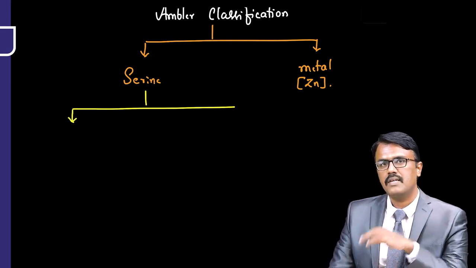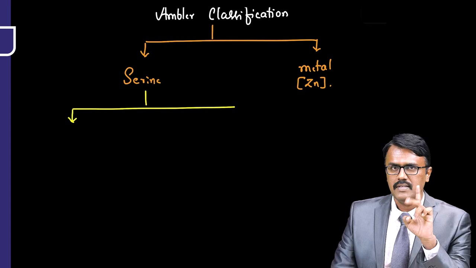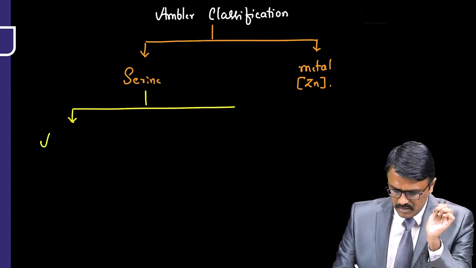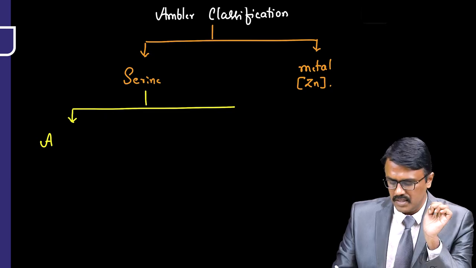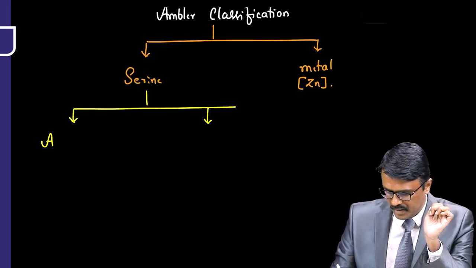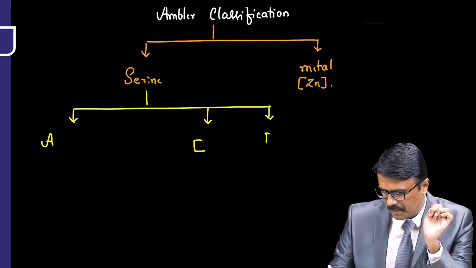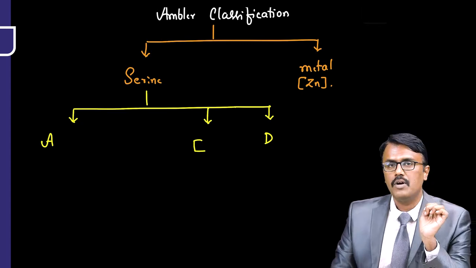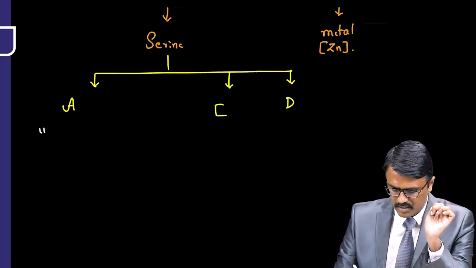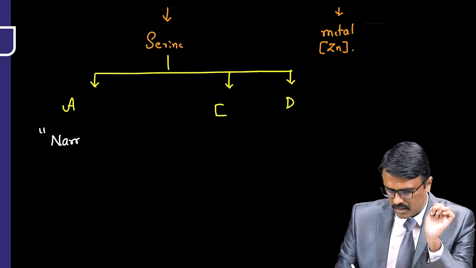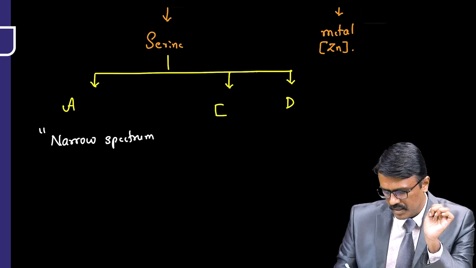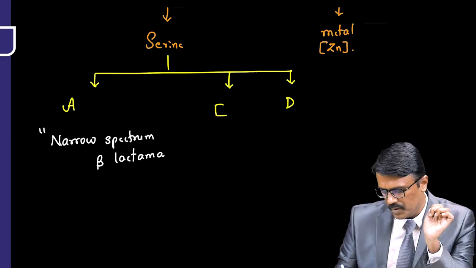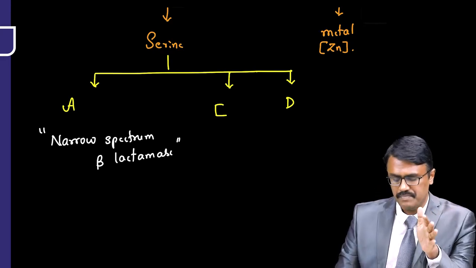This Ambler classification has 4 subtypes: A, B, C, D. So the serine one is the Ambler classification A. Then we have the C, and then we have the D. So let us understand what we mean by A. A consists of narrow spectrum beta-lactamase. Narrow spectrum beta-lactamase means they will cut only a few beta-lactams, not every one.